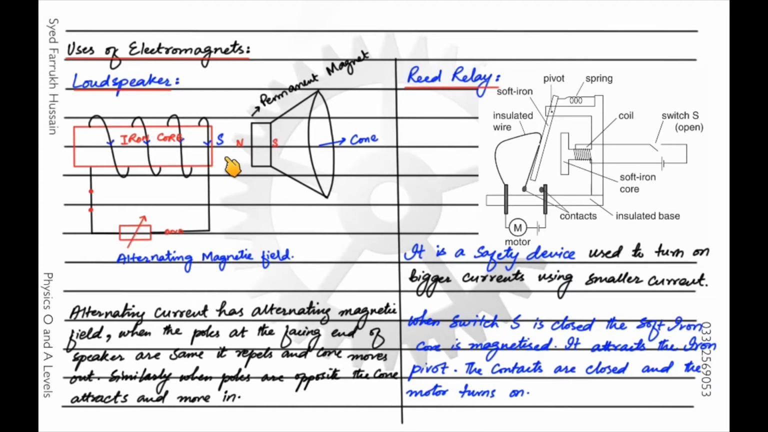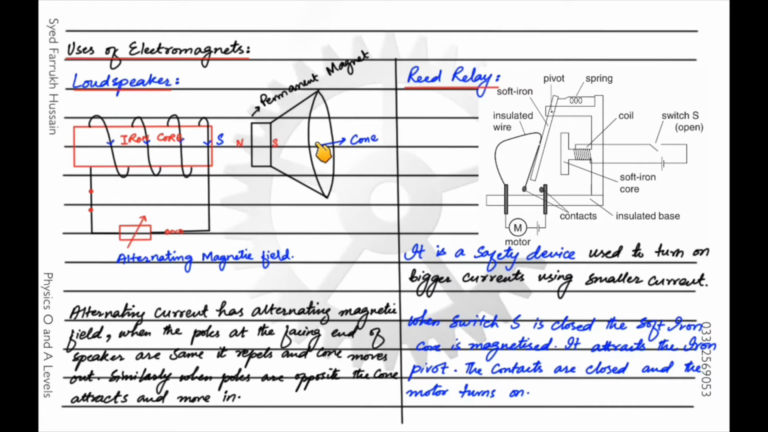When the poles are the same, the cone will vibrate out because of repulsion, and when the poles are opposite, the cone will move inwards because of attraction. So this series of attraction and repulsion will cause the cone to vibrate, and these vibrations of the cone will produce compressions and rarefactions.